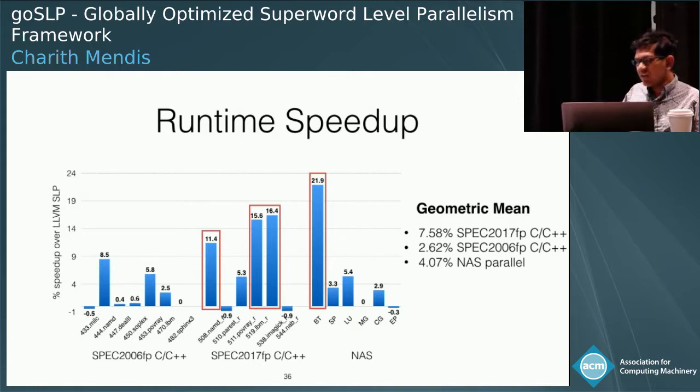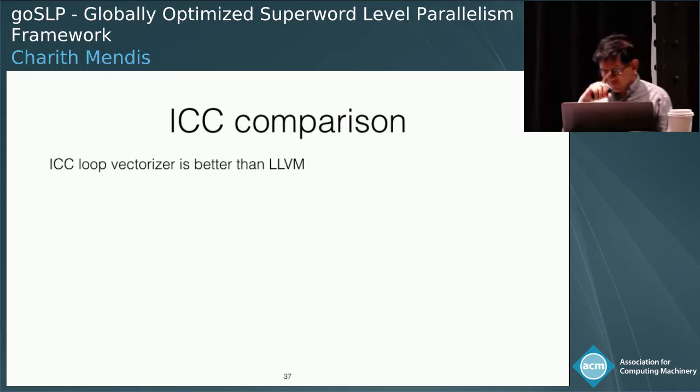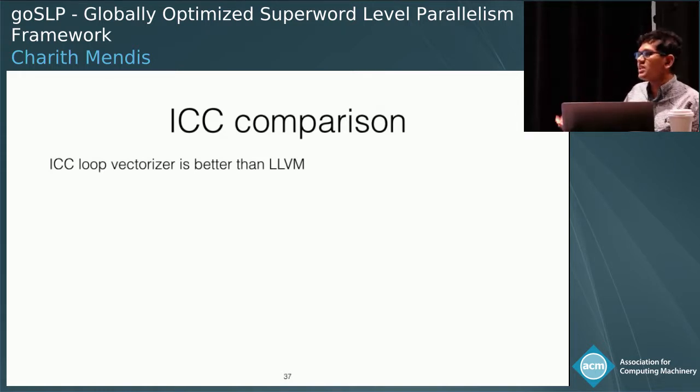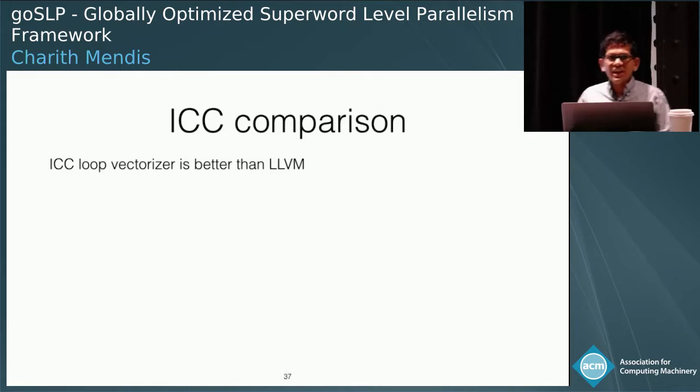Next, we compared goSLP's performance with Intel's commercial compiler. Note that this is a closed-source compiler, so we had no way to implement goSLP inside ICC. But I want to show you the impact that goSLP has on vectorization.